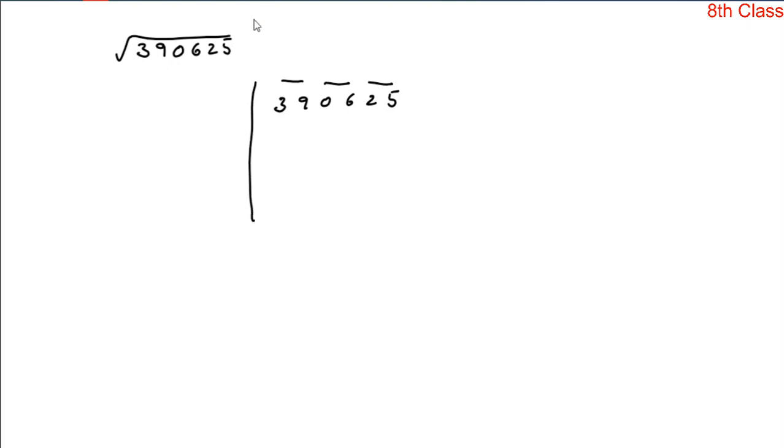Now draw one vertical line to represent the divisors and draw one horizontal line to represent the quotient. Let's take the first period. What is the first period? 39 is the first period.